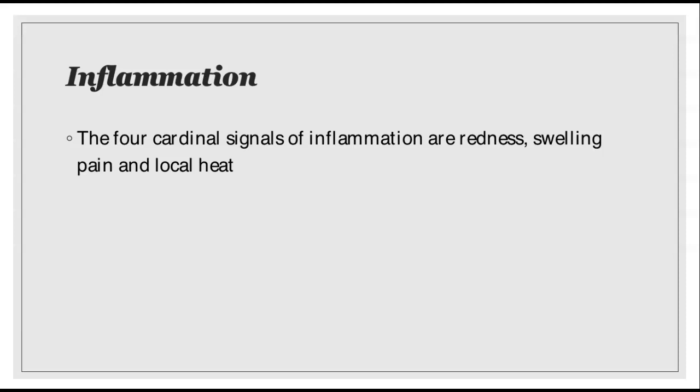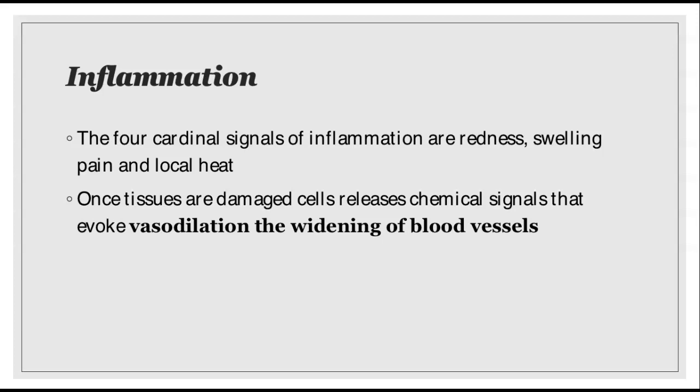A fifth sign of inflammation could be a loss of function, but that is also sort of rare when it comes to just normal inflammation. Once tissues are damaged, cells will release chemical signals that evoke vasodilation, and basically that's opening up of blood vessels to bring a lot of blood to that area, which is one of the reasons why you turn bright red.